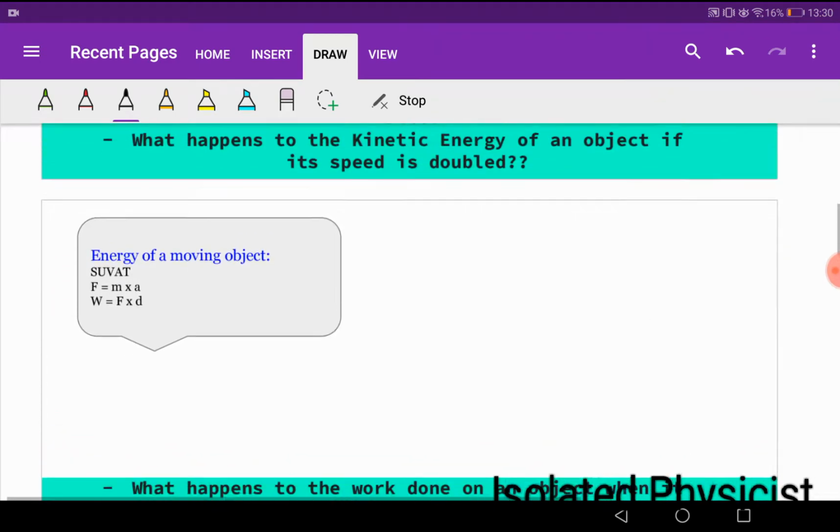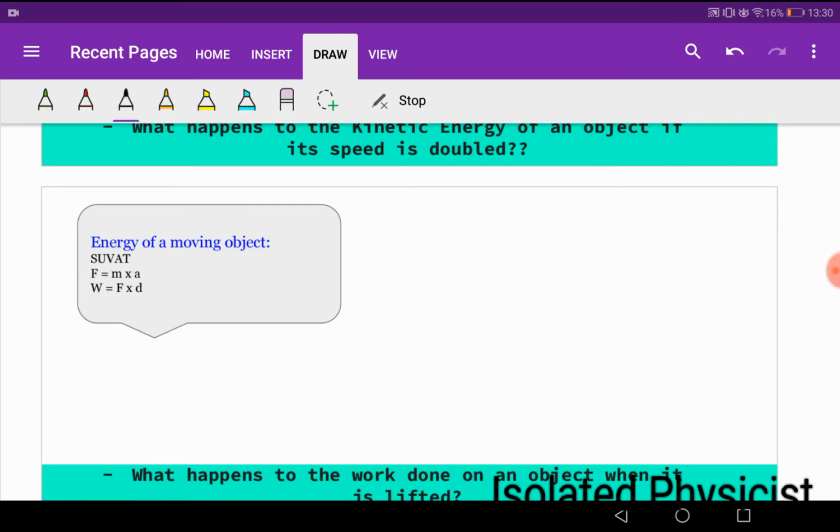To start off, I just want to look at how we would go about working out the energy of a moving object. Let's look at SUVAT: we've got S, U, V, A, and T. Let's say it starts from rest and goes up to a certain value. We'll call that U, call the final value V, and we've got S, A, and T. We'll see what comes out.